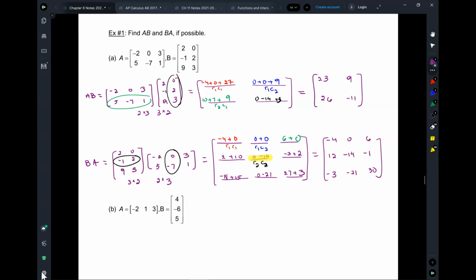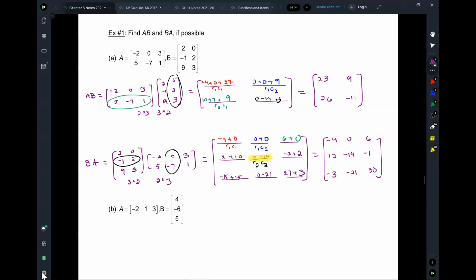Positive 27 and positive 3. This one? No, the middle one. This one? Oh, sorry, it's 7 here. Yeah. Sorry. Okay, so take a look.